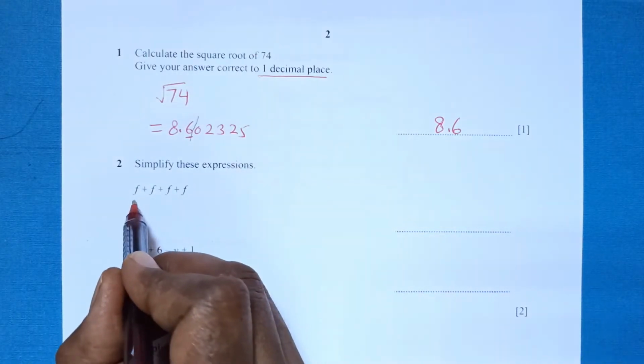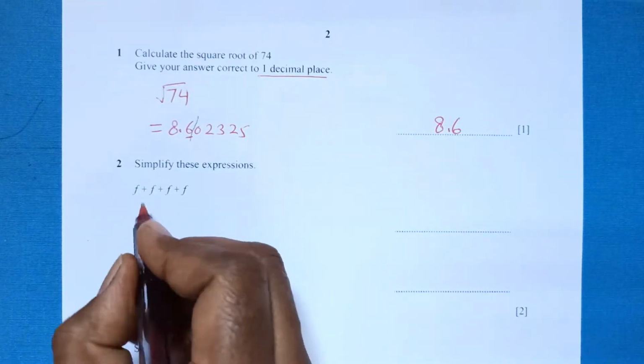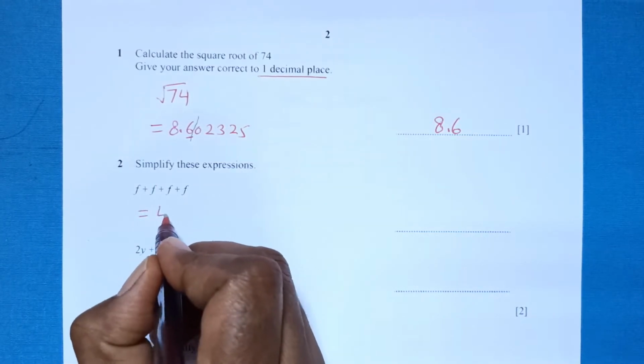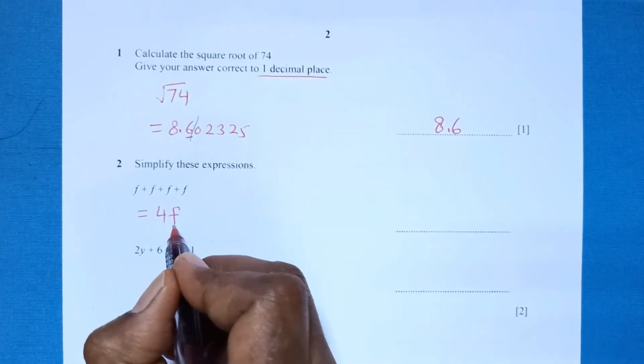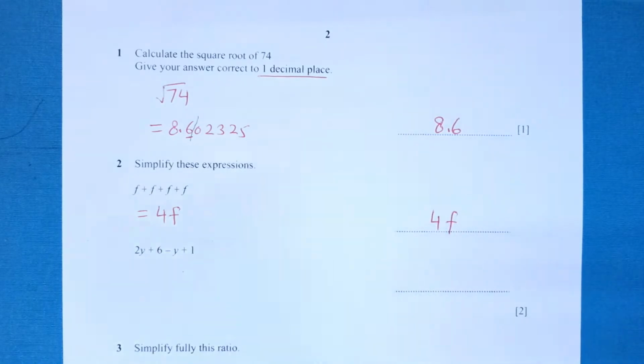Question number 2. Simplify these expressions. The first one is f plus f plus f plus f. So this is 4f. There are 4 f's, so 4 times f is 4f.